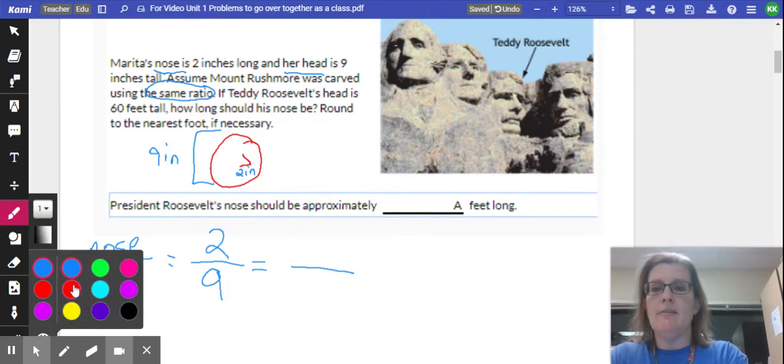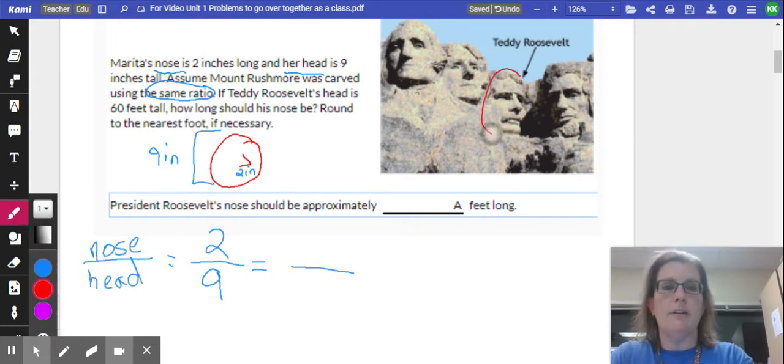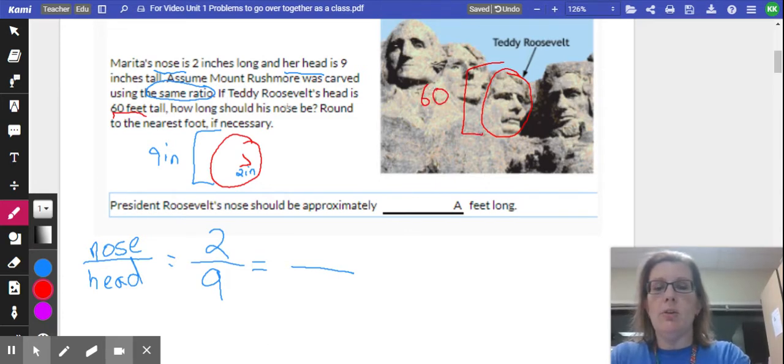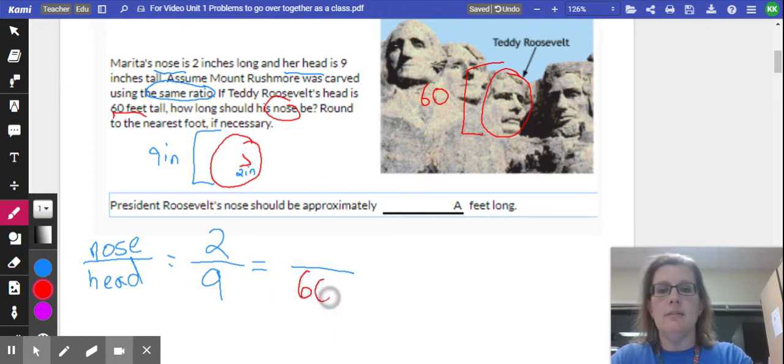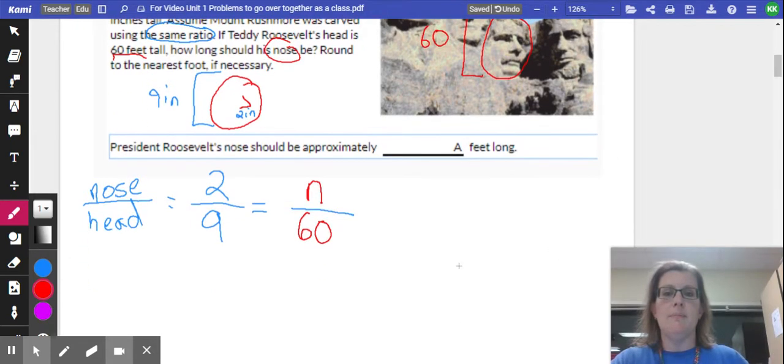Now I need to go back and figure out what they told me about Teddy Roosevelt here. In the question, they told me that his head is 60 feet tall. So they told me that that was 60, and we are looking for his nose. Since I know that the head measurements go in the denominator, and I don't know his nose number, I'm going to put an N in for the nose number.